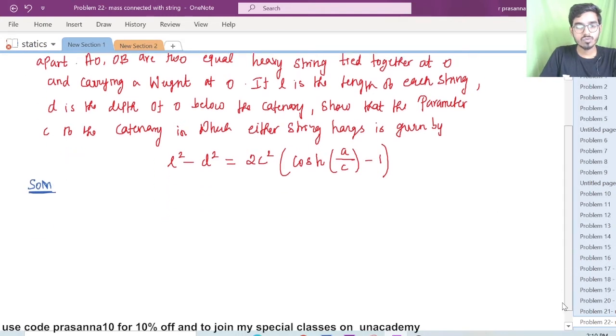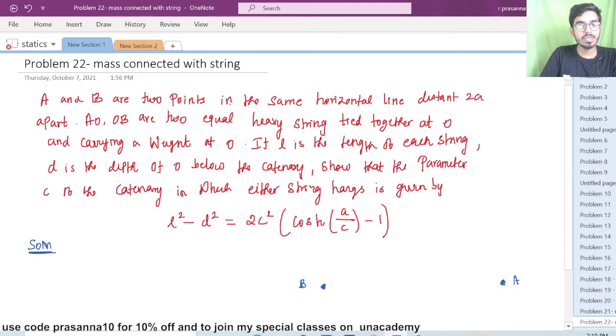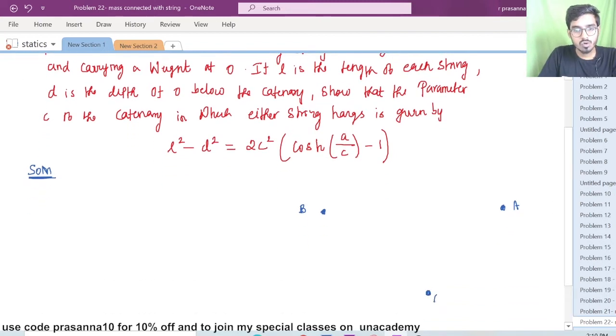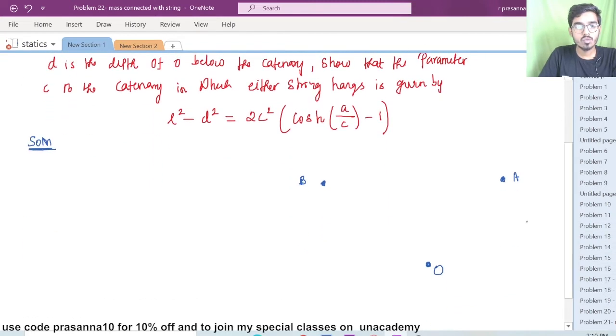So what we have here is 2 points at distance 2A apart. See, A and B are 2 points on the same horizontal line, distance 2A apart. AO and OB are two equal strings tied together at O. So we have a point O, and at O we have two strings, AO and OB, two equal strings.